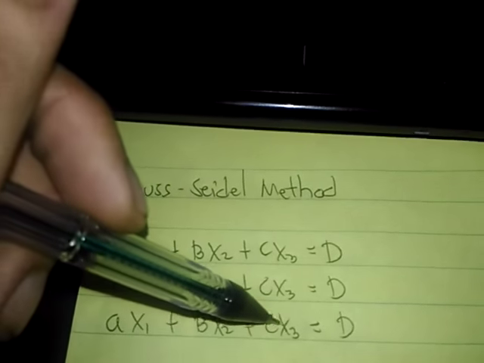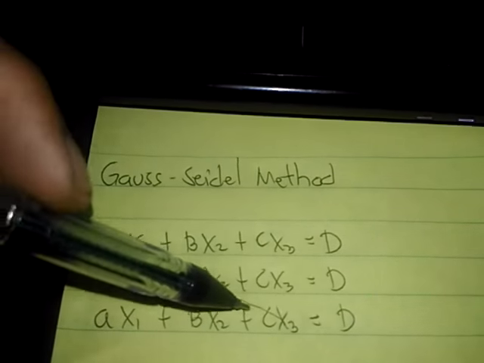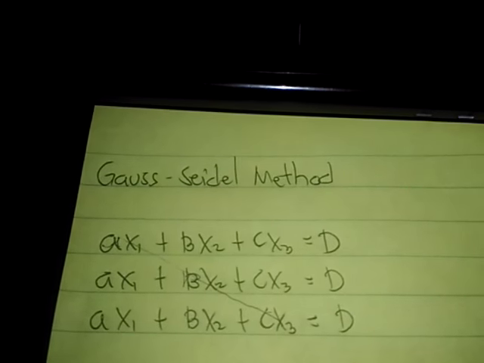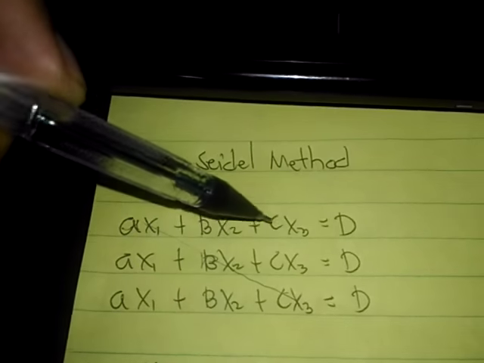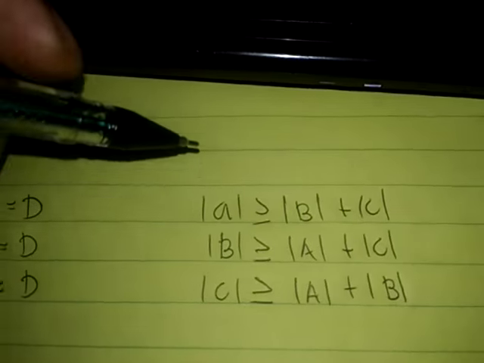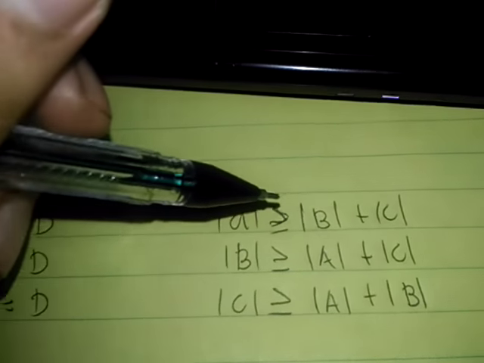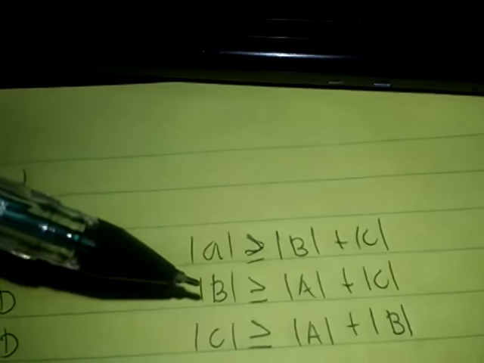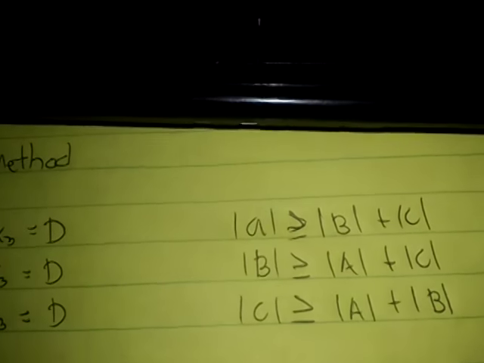Paano ba 'yon? Diagonal dominant. So ito 'yan. Yung mga value nito, A, B, and C, kailangan mas malaki yung value nila kaysa dito sa pinag-plus na dalawang constant, so B plus C. So ito 'yon. Yung absolute value ng A kailangan greater than or equal sa B plus C. So vice versa, B, A plus C, tapos C, A plus B. So after natin ma-check na diagonally dominant, so check siya halimbawa.